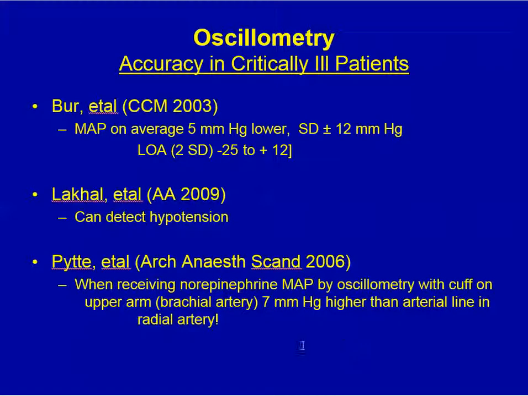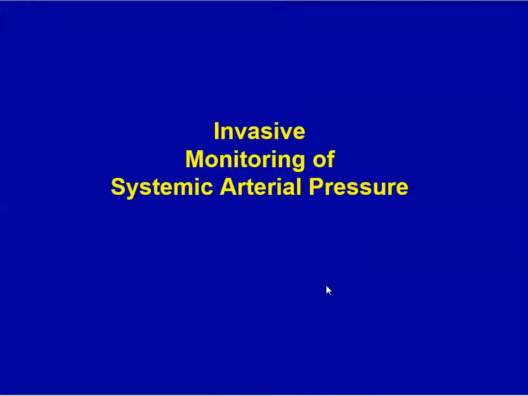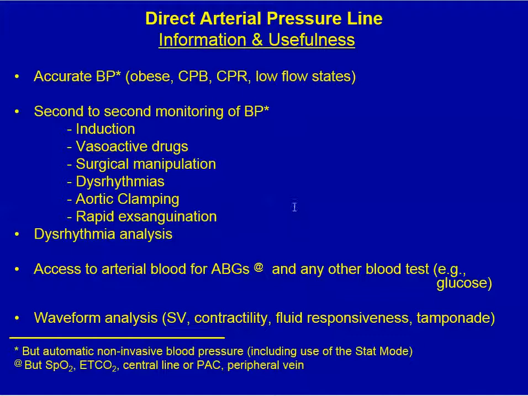Now, studies have evaluated the accuracy of oscillometry in critically ill patients, with variable results. Let us then turn to invasive monitoring of arterial pressure. The reason we might want to use invasive arterial lines is to get more accurate blood pressure, especially in obese patients, low flow states, patients receiving drugs, patients during cardiopulmonary bypass and during CPR.